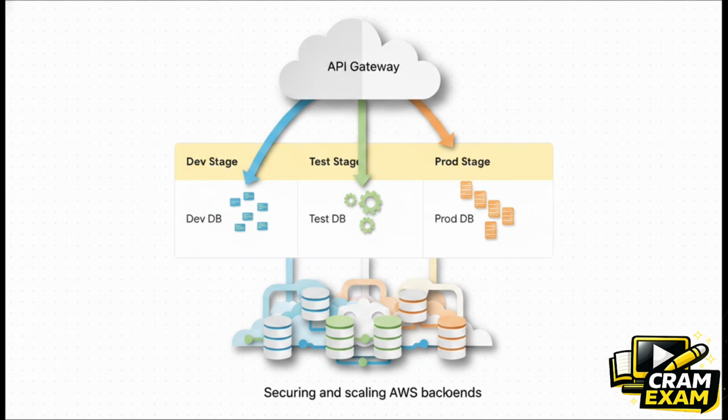You create a dev stage, a test stage, and a prod stage. Now, instead of hard-coding that backend URL, you use a stage variable. When a request hits the dev stage URL, API Gateway dynamically injects the development database endpoint. When it hits the prod stage URL, it injects the production endpoint. You maintain one single API definition, and it's dynamically routed based entirely on the environment.